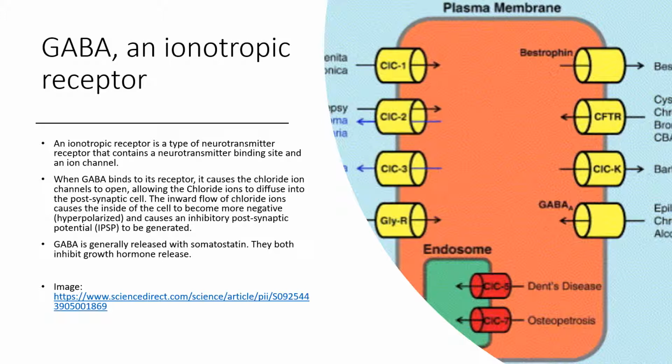GABA is generally released with somatostatin. They both inhibit growth hormone release.